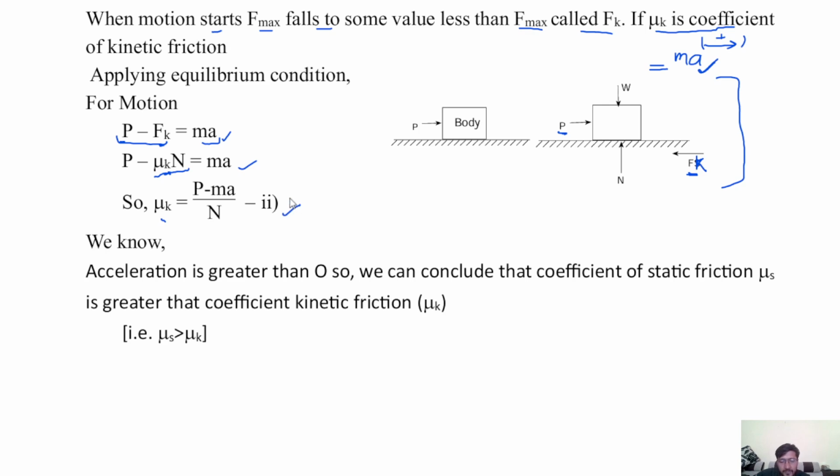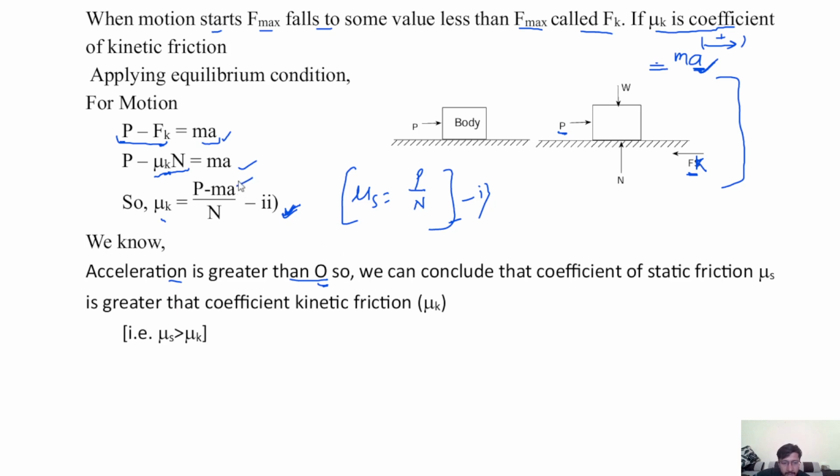So from equation I and II. From equation I, mu s is equal to P by N, and by comparing these equations I and II, we know this acceleration a has some value, so acceleration is greater than 0.